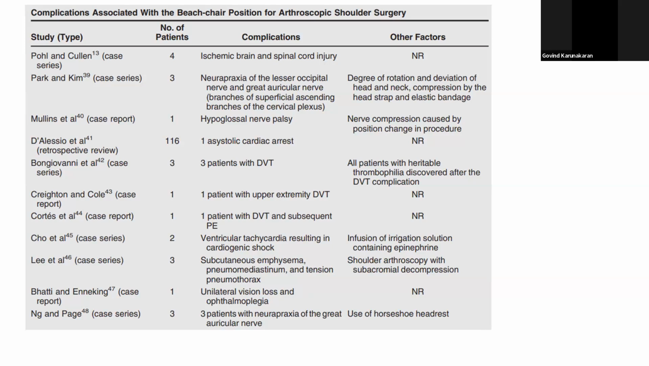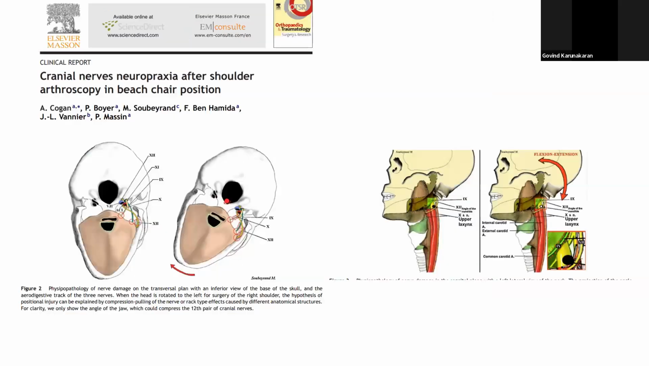And the main complication that was associated with this was the cerebral ischemia or the cerebral desaturation events, CDEs. So this was a case report which was associated with the Beecher position, which showed the cranial nerve palsy of 9, 10, and 12. The hypoglossal nerve and glossopharyngeal nerve were also affected in a patient who was positioned in the Beecher position.